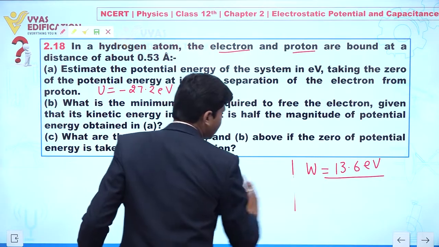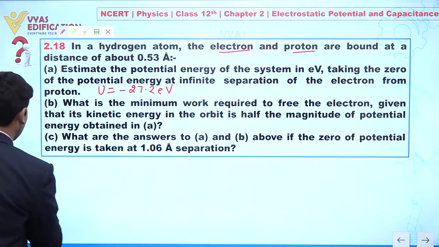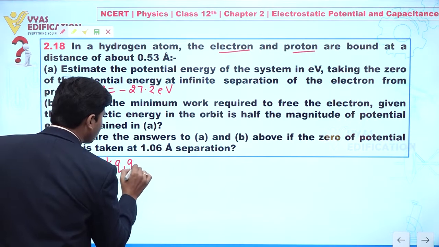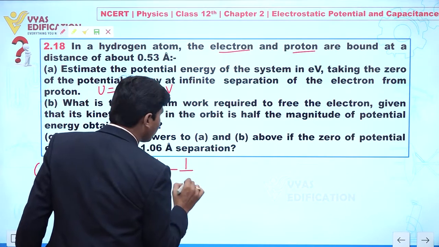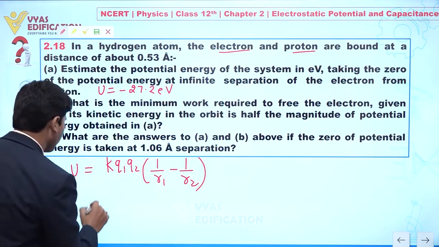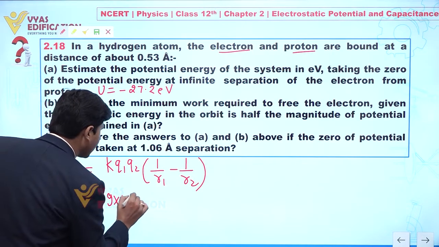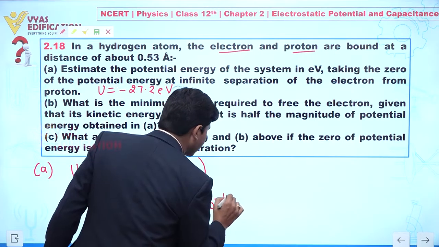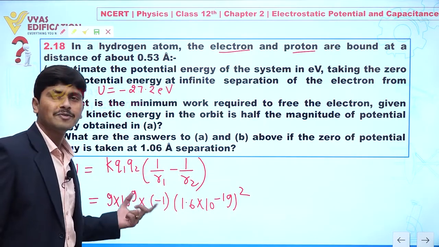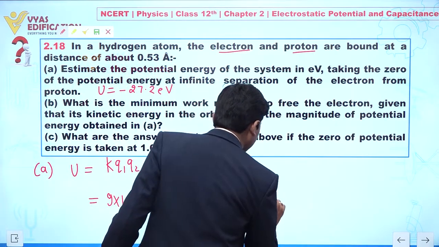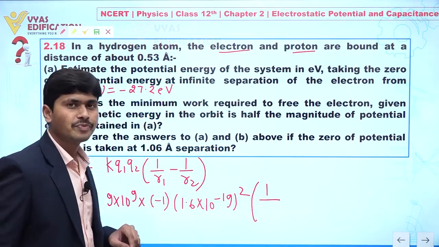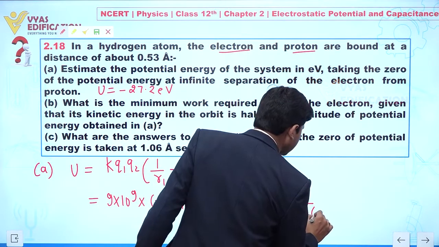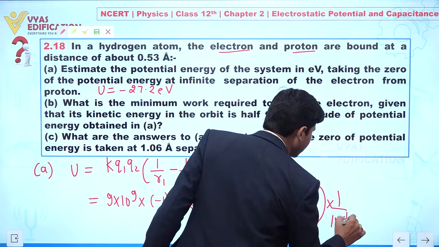Again we write the formula: the potential energy U is given by K Q1 Q2 times (1 upon R1 minus 1 upon R2). The value of K is 9 into 10 to the power 9. Here Q1 Q2 is minus (1.6 into 10 to the power minus 19) whole square. I have already put the values of Q1 and Q2. Then 1 upon R1, where R1 is 0.53 angstrom, the final position, minus 1 upon 1.06 angstrom, and this is 1 upon 10 to the power minus 10.